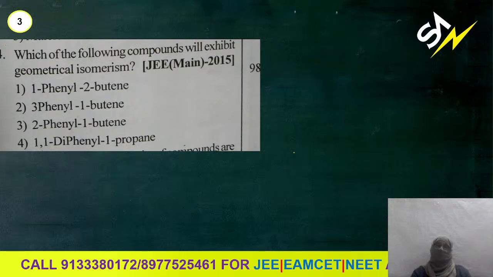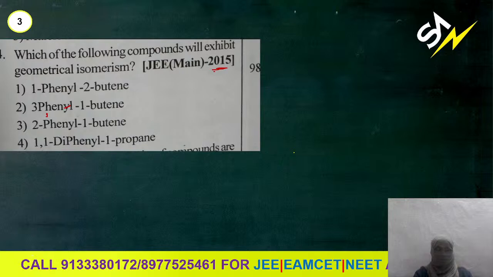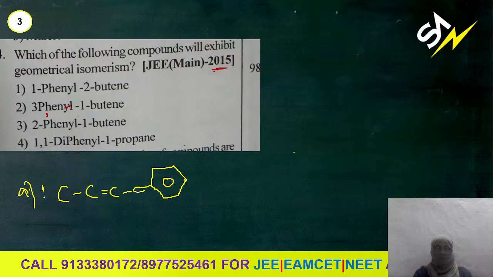Then the next question is, which of the following molecules exhibits geometrical isomerism? This was a question asked in 2015 JEE Mains. So let us just see the options: 1-phenyl-2-butene, 3-phenyl-1-butene. Butene means 4 carbon, right? 2-butene, the double bond should be here. 1-phenyl is there. Phenyl means benzene ring. Let us write the hydrogens.